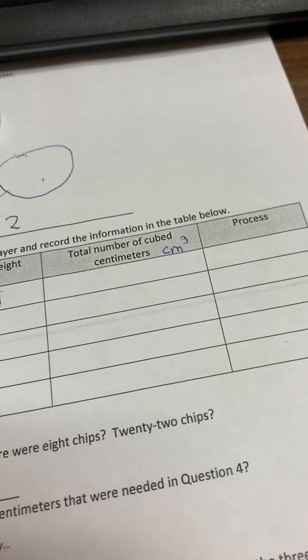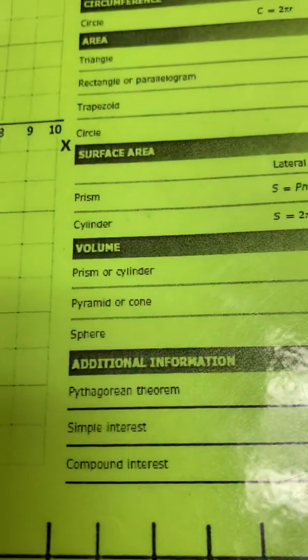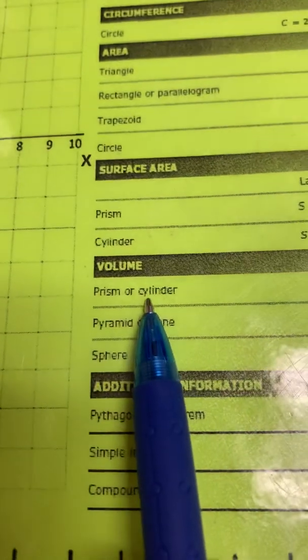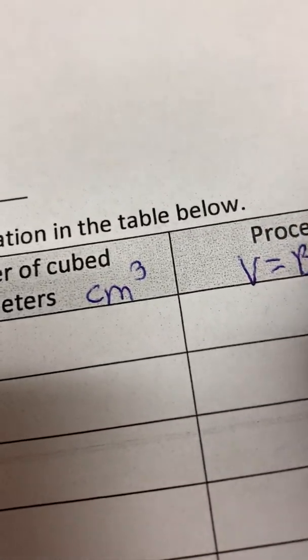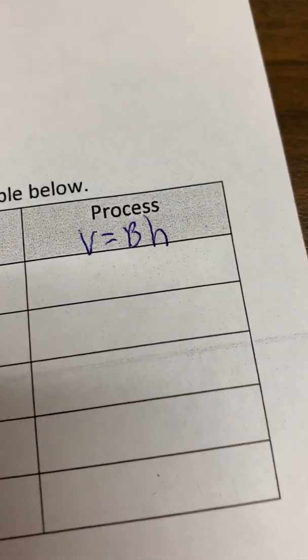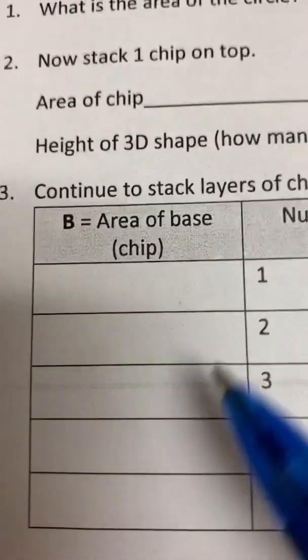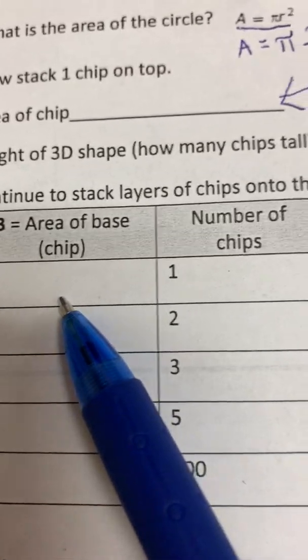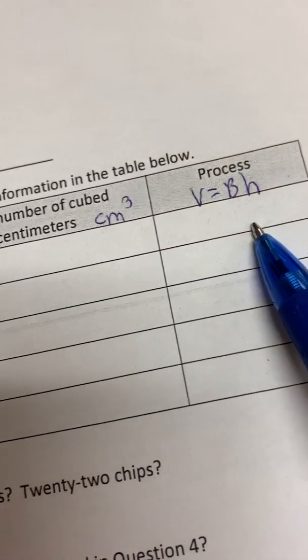Okay, so what's the process? Well, let's look at this. If you look at your formula chart, volume of a cylinder, you will get V equals capital B H. Okay, so process. V equals capital B H. So what is capital B? Some of y'all will say base. Actually, it's not just the base. It's the area of the base. So we're going to take this number and multiply it by the height, and we'll get the process. Okay? Same thing every time.